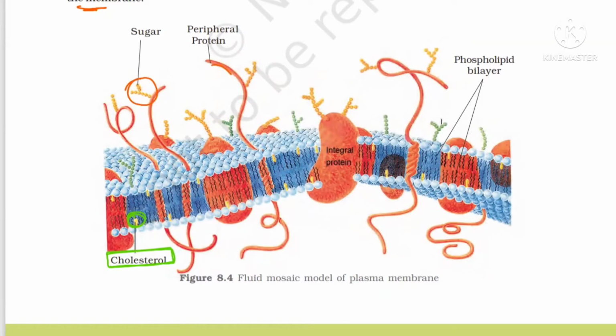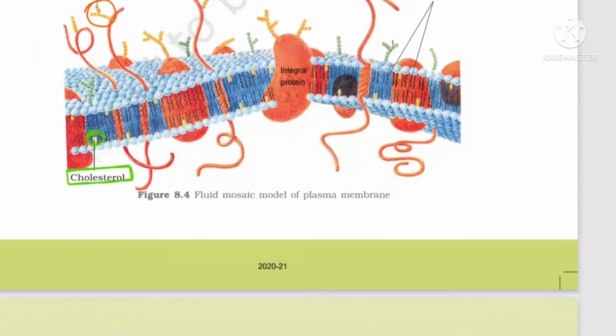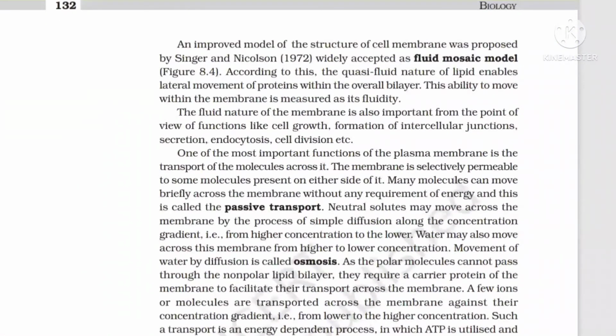The sugar helps in cell recognition. How does the RBC know that this is a foreign cell? When blood is given, why do we do blood group matching? Because antibodies will identify it as foreign. How will they identify it? By the sugar only. So they help in cell recognition. Clear? The fluid mosaic model. This model was given by Singer and Nicolson in 1972.